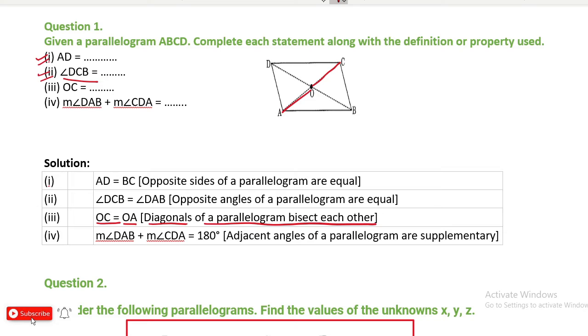Now the fourth: measurement of angle DAB. Where is DAB? This angle is the DAB. And the second, measurement of angle CDA. CDA means this angle. Then we have to find the sum of these two angles, and as I told you in the properties of the parallelogram, adjacent angles are supplementary, equal to 180.